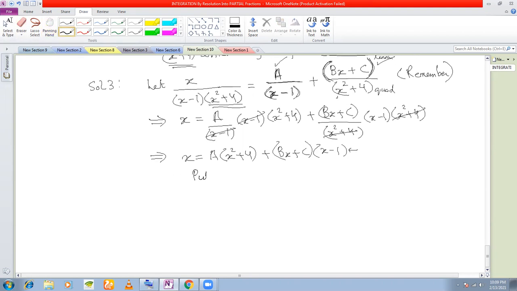Okay, so putting x minus 1 is equal to 0, that is x is equal to 1, we get 1 is equal to a times x square, which is 1 square plus 4, and this is 0. The second term becomes 0. So what are you getting? You're getting 1 is equal to 5a. That means a is equal to 1 by 5. Clear? You've got the value of a. Now the question is how to get the value of b.